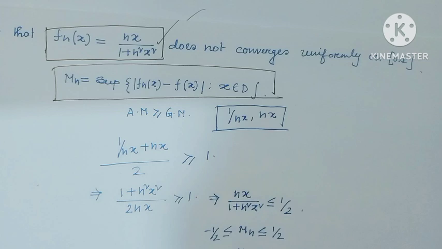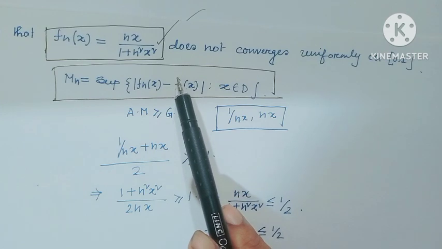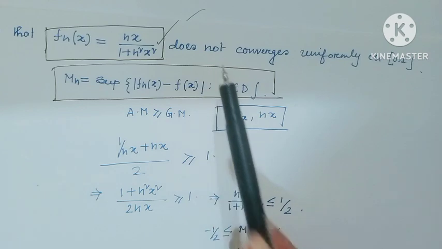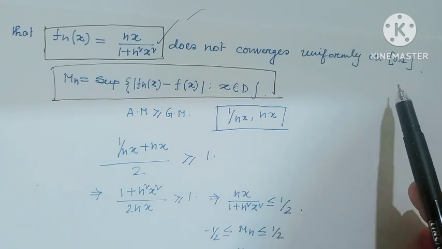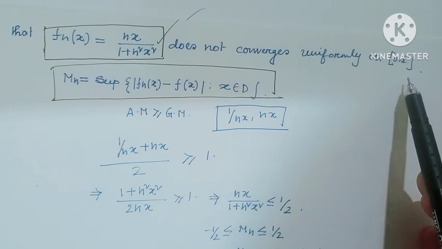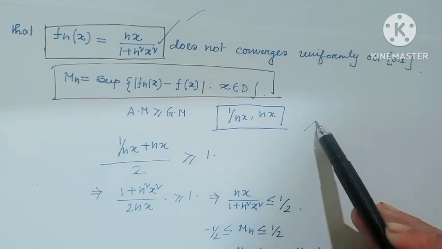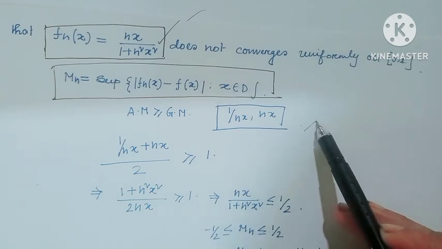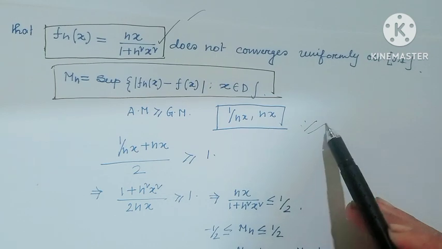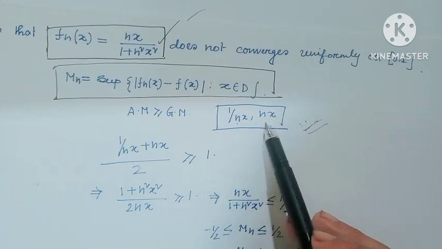Today I have put all the questions together. First question: fn x equal to nx over 1 plus n square x square does not converge uniformly on 0 1. Here apply, for this, Mn greater than Mn at the element x equal to 1 over n, fn of 1 over n.